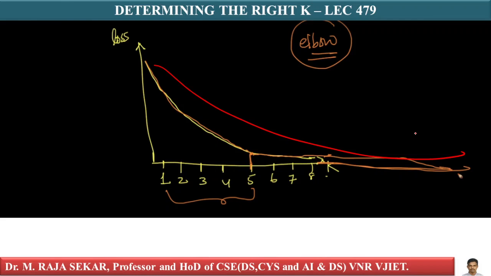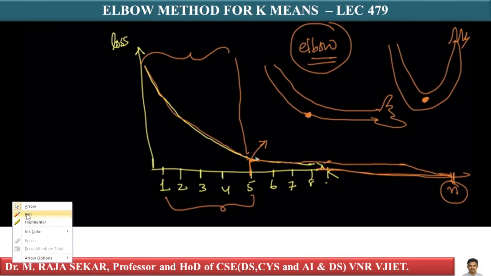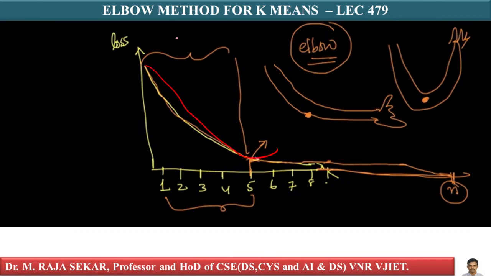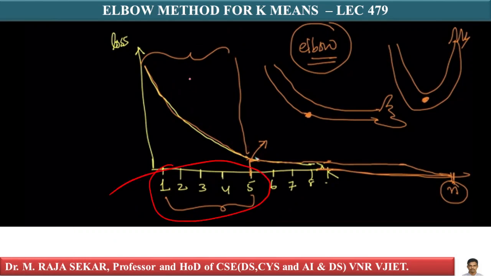Look at this. In this area, it is sharply falling, isn't it? The loss is sharply falling as we go from k equal to 1 to 5.